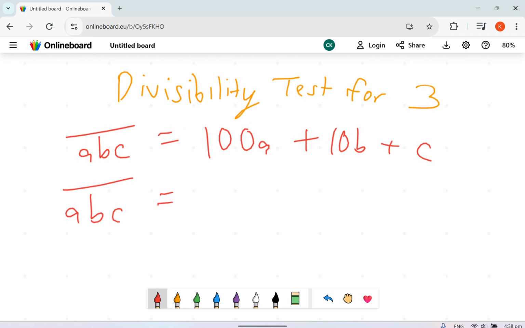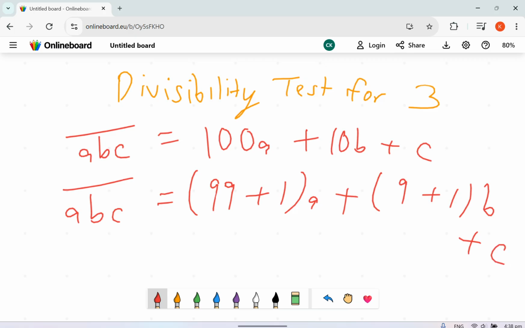Okay, now let us twist things up a bit. For fun, I just want to break this 100 up into 99 plus 1, and I want to break this 10 up into 9 plus 1. That's still legal, right? This still makes sense, right? Transiting from this to this is kind of easy to comprehend.